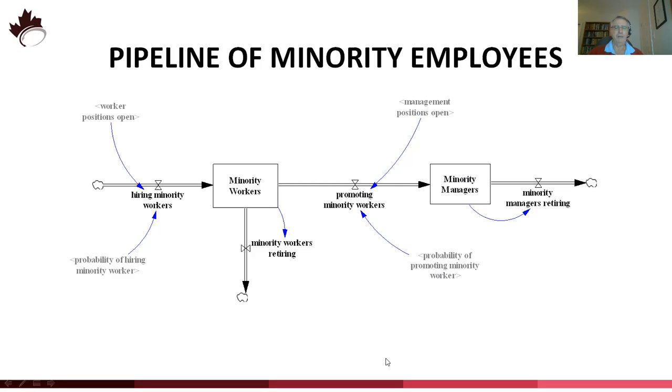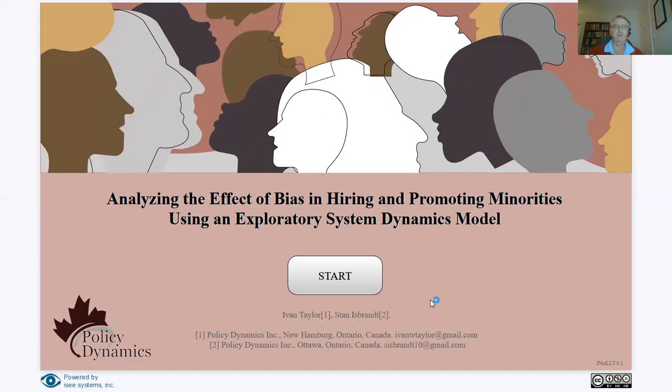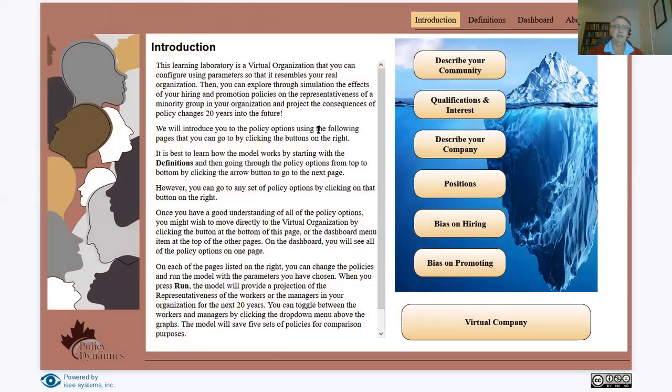So at this point, I want to show you the quantitative model that we implemented and posted on the web. So here is the website that you go to if you click the link, which I'll show you later, and you start the process of analyzing your organization. And this leads to an introduction of the model, and you can read that and understand better how the model works.